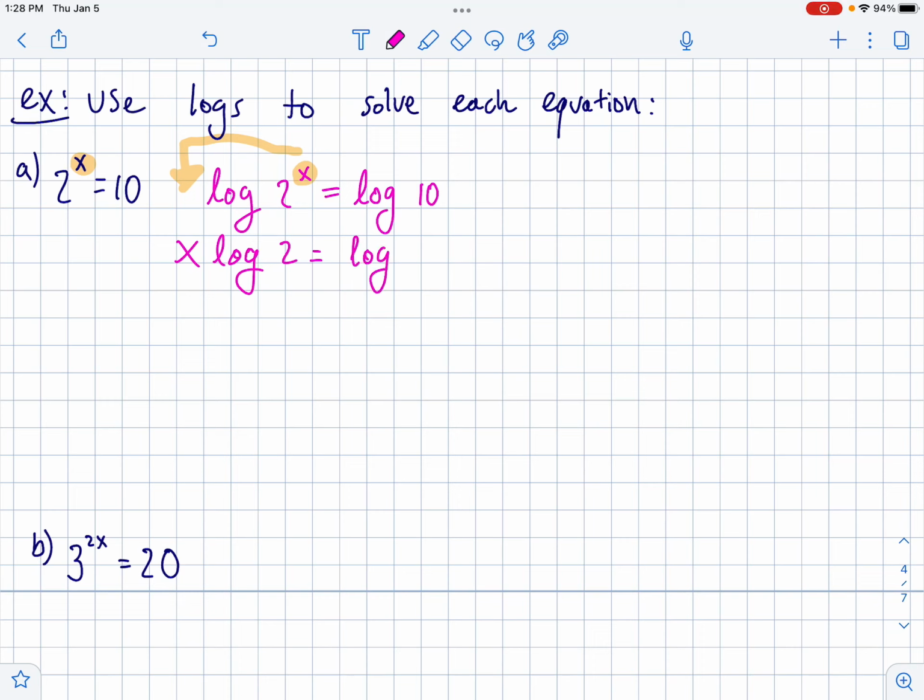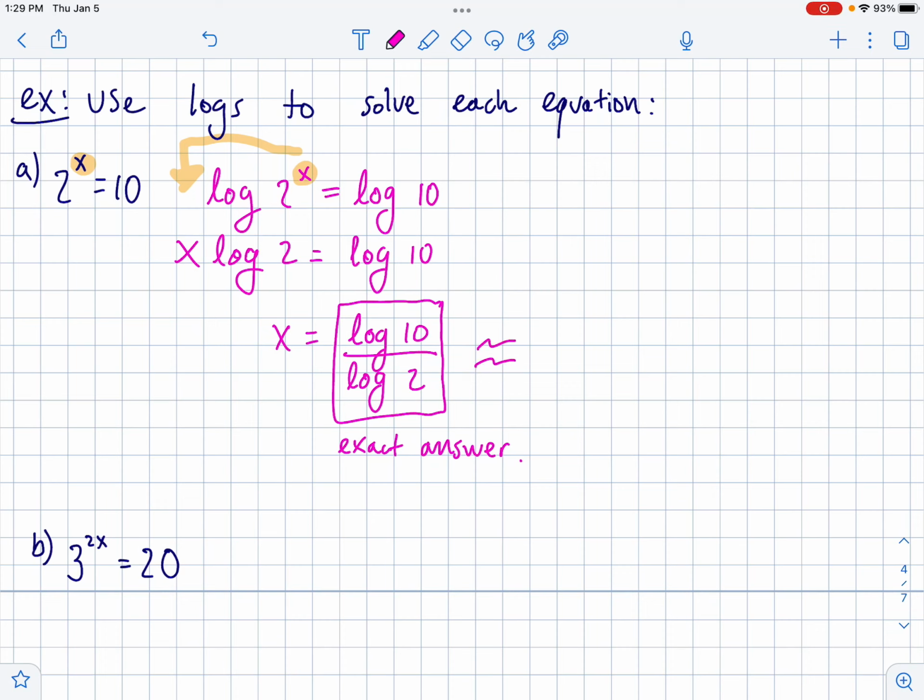Then you use that power property to bring this guy out in front, and say x log 2 is equal to log 10. Then you divide both sides by log 2 to get log 10 divided by log 2. Now, this is the exact answer. If your book wants a decimal equivalent, this is about 3.32, which we knew was in between 3 and 4. So this is a decimal approximation.